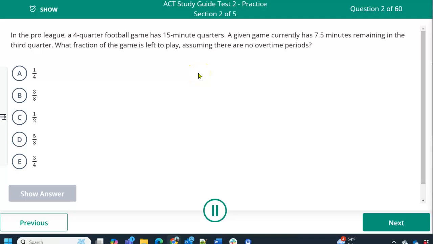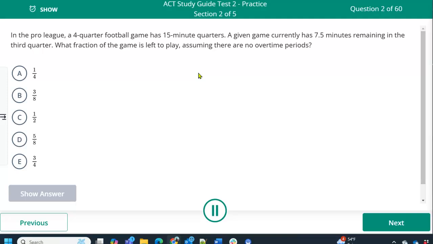In the pro league, a 4-quarter football game has 15-minute quarters. A given game currently has 7.5 minutes, which is half of a quarter, remaining in the third quarter. What fraction of the game is left to play, assuming that there's no overtime periods?